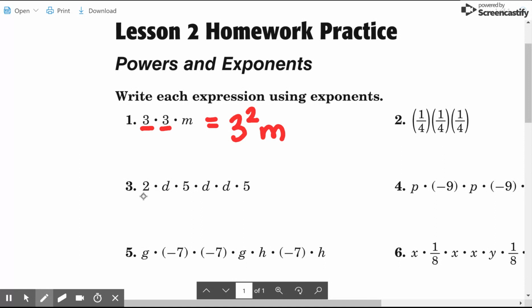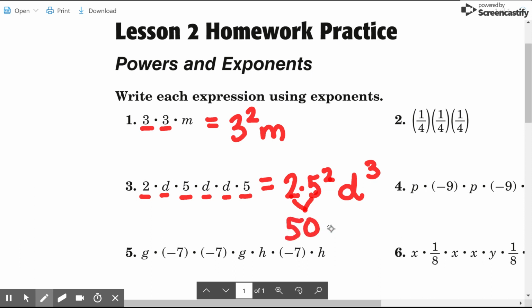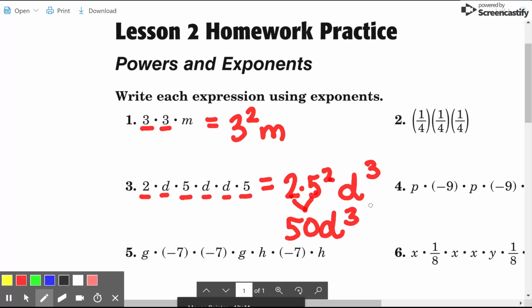On number 3, look at all the factors you have in common. I have 2, then 5 and 5. So that would be 2 times 5 squared times 1, 2, 3 d's, d to the third. Usually you want to simplify your numerical coefficients. So 5 squared is 25, and 25 times 2 is 50, d cubed, and that would be my final answer.